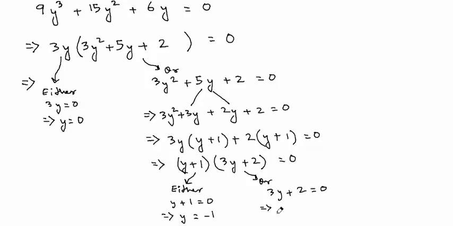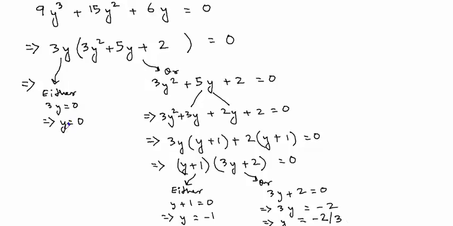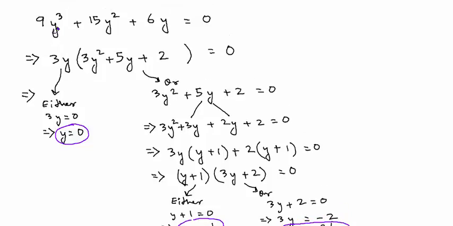which means you take the 2 on the other side, you have 3y is equal to negative 2, which means divide both sides by 3, we have y is equal to negative 2/3. So there are three answers: y is equal to 0, y is equal to -1, and y is equal to -2/3.